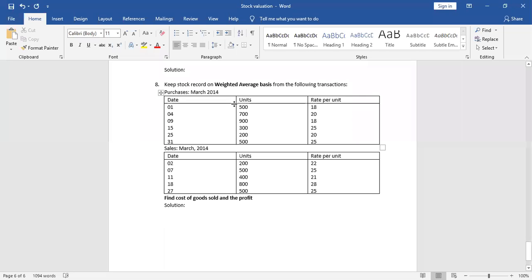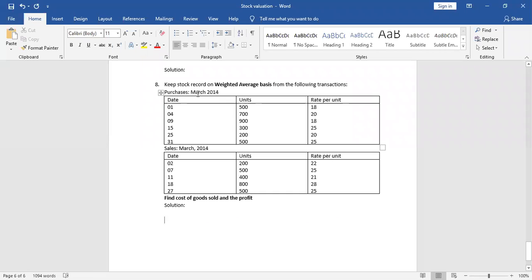So, today we will be doing this sum. Keep stock record on weighted average basis from the following transactions. So, we are doing the second method of inventory valuation. Here, what have they asked? Purchases is there and sales is there. They have told us to find out the cost of goods sold and the profit. We have already solved this sum in the FIFO method. Today we will solve this sum in the weighted average basis method.